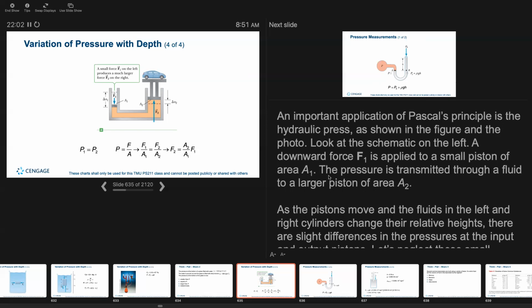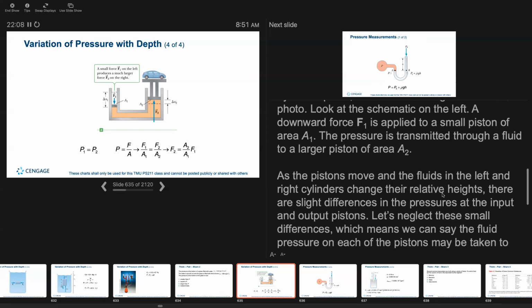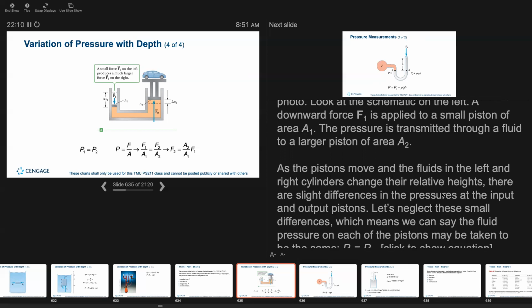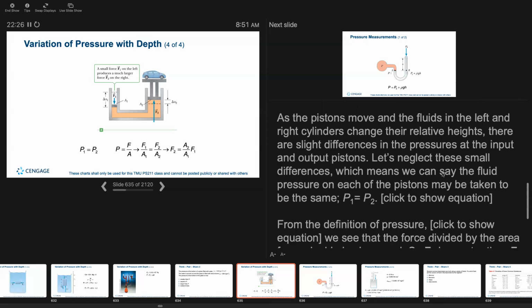The pressure is transmitted through a fluid to a larger piston of area A2. As the pistons move and the fluids in the left and the right cylinders change their relative heights, there are slight differences in the pressures at the input and output pistons. Let's neglect these small differences, which means we can say the fluid pressure on each of the pistons may be taken to be the same, P1 equals P2.